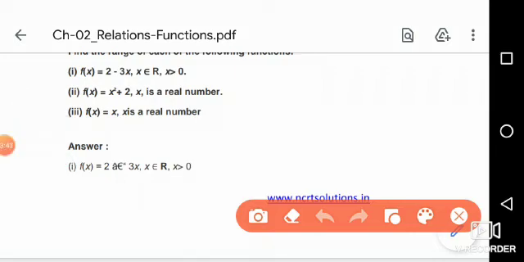The domain of any function is always a set of real numbers. Consider the function f of x is equal to 2 minus 3x. The domain is the set of real numbers, for all x greater than 0. Therefore, the image of this function is given by f of x is equal to 2 minus 3x.